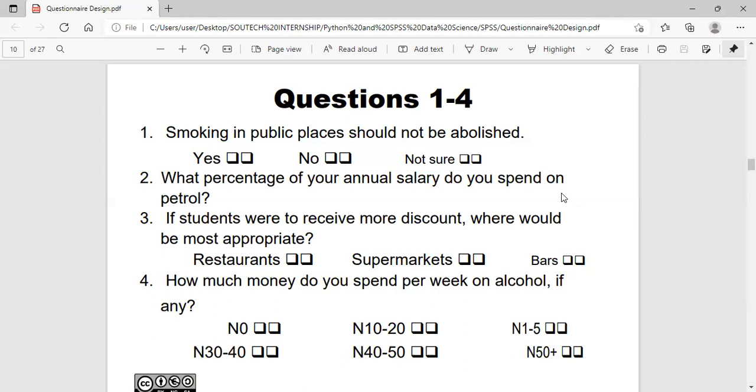So it is called an ambiguous question. It is too big. Now, if students were to receive more discounts, where would be most appropriate? We have 1, restaurants, 2, supermarkets, 3, bars. Your time starts now.